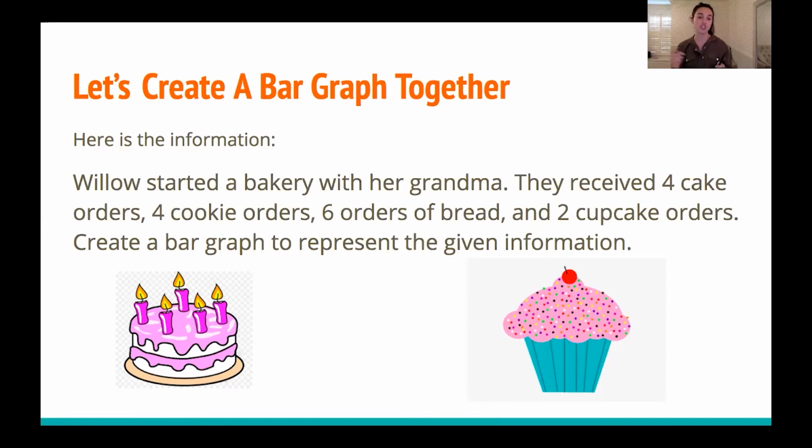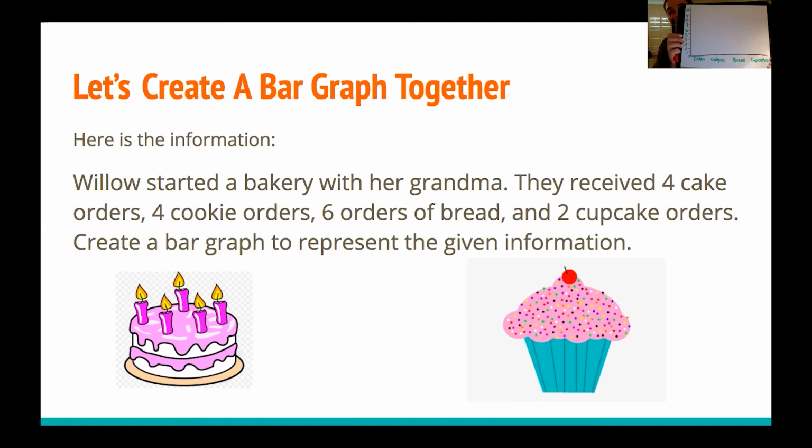Awesome. And now we need to label the x-axis with the items that we are trying to represent the information for. So we are going to write on the x-axis cake, cookie, bread, and cupcake. So cakes, cookies, bread, and cupcakes.